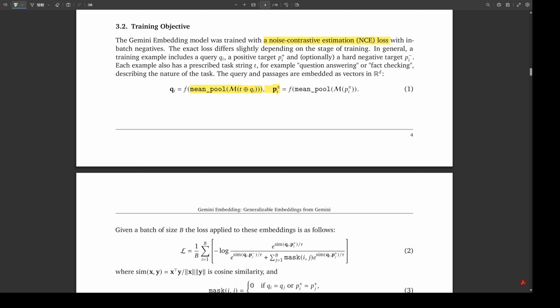Exactly. Now, there's one more technique that they mentioned in their training recipe, and it caught my eye. Model soup. Model soup, yes. What's that all about, and how does it contribute to the final Gemini embedding model? Okay, so model soup, it's actually a pretty straightforward concept. It's about taking multiple independently trained models, and then you just average their parameters together, the weights and biases.